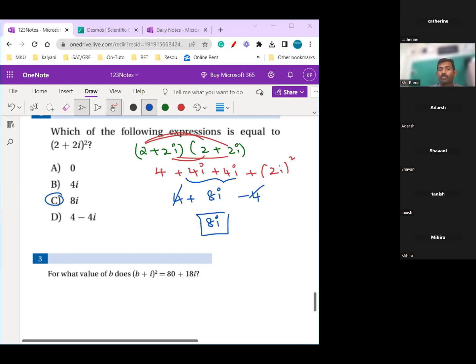Let's try the next one. That one is important though. Number 3 is really important. Guys, keep trying, keep trying. Okay, I see some answers there. That's good.